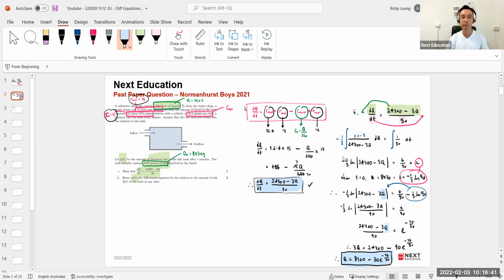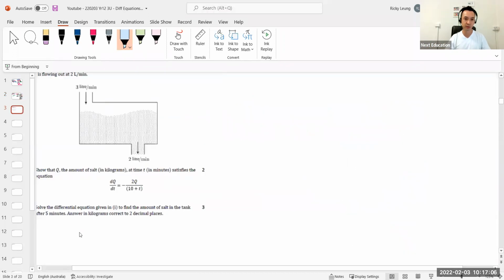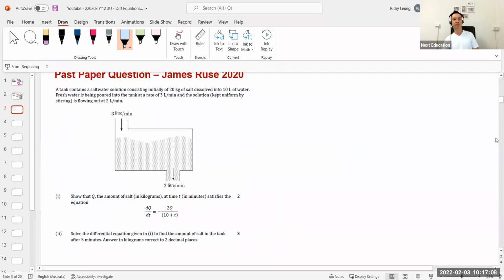Now, I'll give you one more question, a past paper from James Ruse, where the flow in is different to the flow out. In the last one, they're equal, they're both 15. When the flow changes, you have to express the concentration's denominator, the volume, in terms of t. It just makes life a little bit more difficult when we integrate, but not too bad. Let's have a look at this. Contextually, it's the same thing: a tank, salt water.